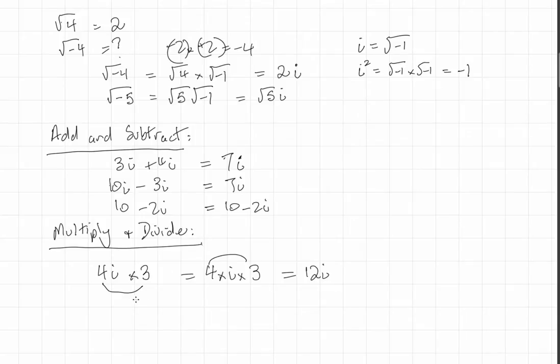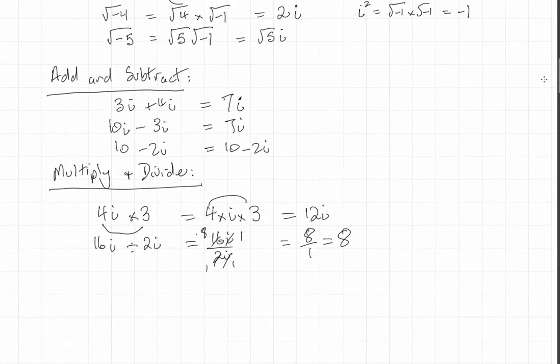Dividing, so if we had 16i divided by 2i, once again, it's probably best to write that as a fraction. 16i over 2i means exactly the same. The i's will cancel and the 2's will cancel. Multiply out the top, 8 over 1. We just say that is the number 8.